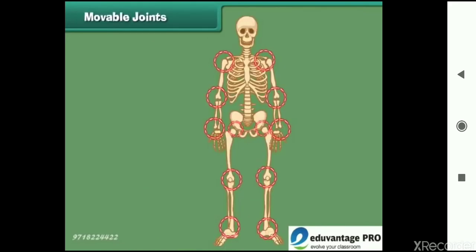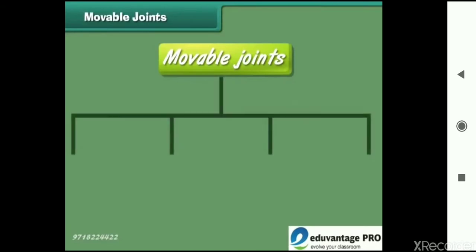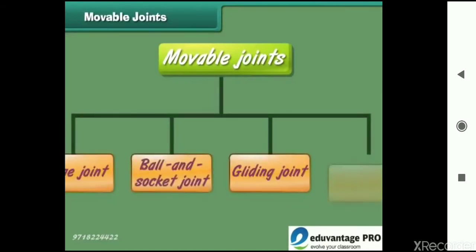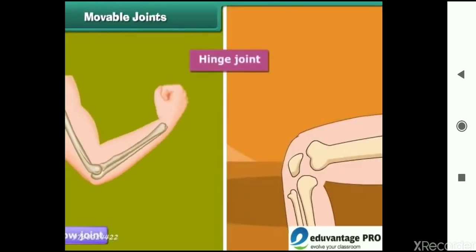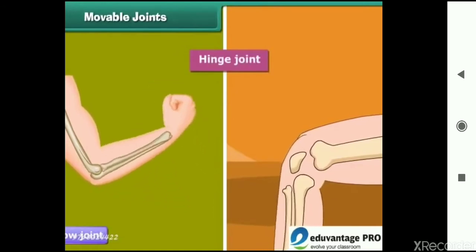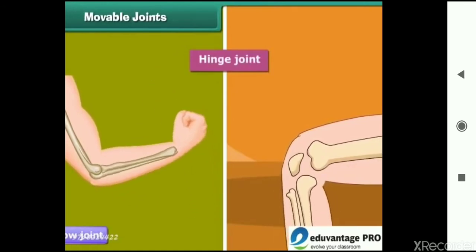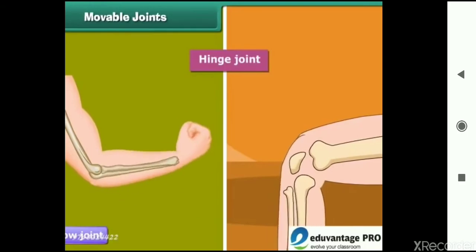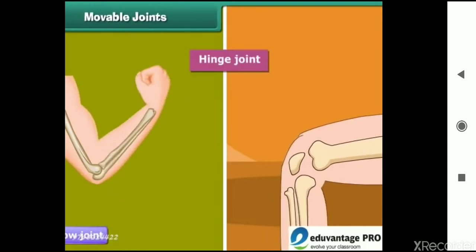Most movable joints allow free movement of the body parts, whereas in some joints, only a little movement is possible. Movable joints are grouped into 4 types on the basis of movement. Come, let us discuss each type in detail. Hinge joint. These are the joints which can be bent in only one direction. For example, elbow joint and knee joint.